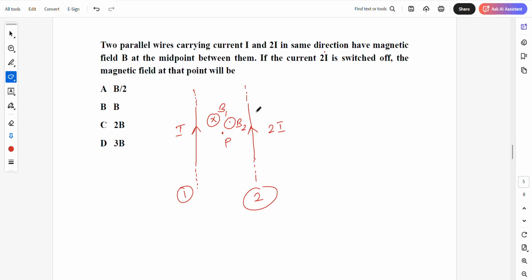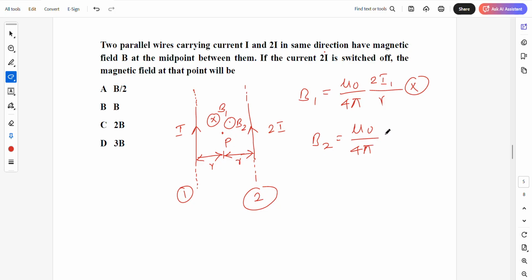Therefore, what about B1? B1 is equal to mu naught by 4 pi into 2I1 by R1. I will assume the distance is R, since P is the midpoint. So B1 is 2I1 by R. What about B2, which will be outside? B2 is mu naught by 4 pi into 2I2 by R.